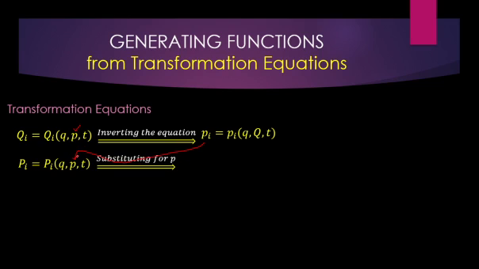So what you get, instead of p, the dependence will now be on small q, capital Q and time t, isn't it? That is what we are substituting. So the q dependence is already there, and instead of p you now have a dependence on capital Q and time t. Okay, so we get capital P in terms of small q, capital Q and time t by just substituting for p from here.